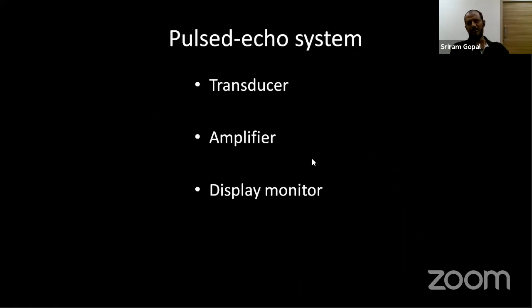So what is an ultrasound? Basically, it's a pulsed echo system. It has three main components: a transducer, an amplifier, and a display monitor. An amplifier amplifies the signals which come from the transducer, and the display monitor is what you see. It might be a small LCD monitor built into the machine, or a lot of other ultrasound systems are connected to a computer, a Mac or a Windows, with specific software where you can view the pictures.